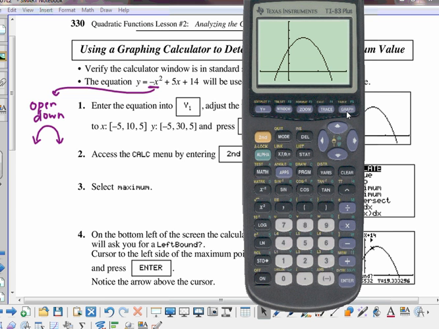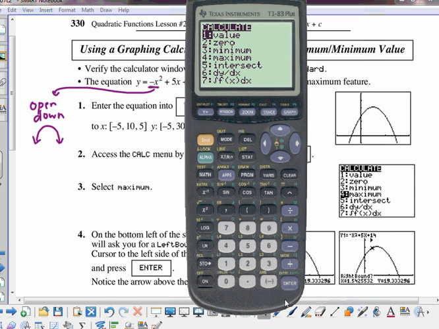Okay, so how do we get the max or min? Well, very similar to intersection point. We're still going to go second trace. Nope. Okay, because there's no intersection. Which one do you think we need? In this case, we're going to have a maximum because it was opening down. So number 4.